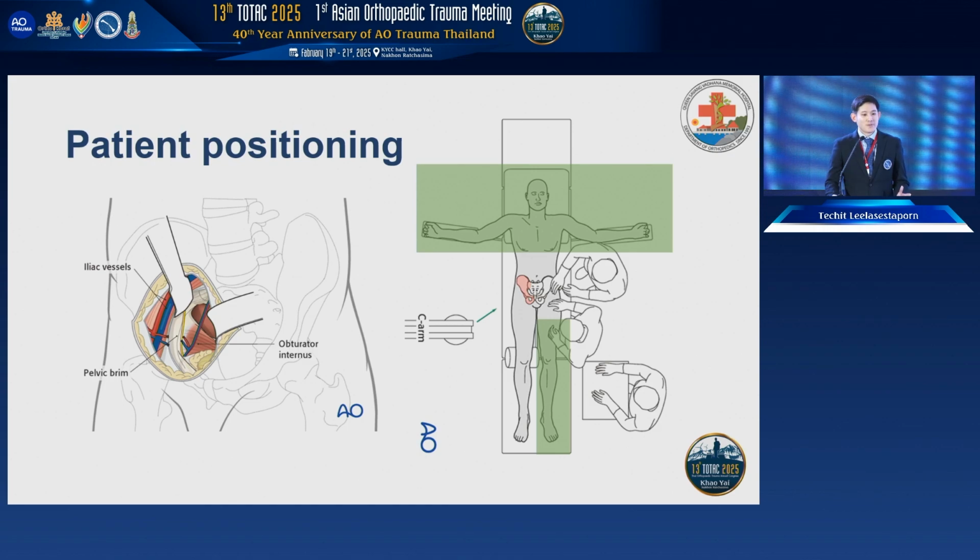We always position the patient supine on the table and drape the leg free on the ipsilateral side, so we can flex the hip and knee when needed to relax the psoas muscle and the external iliac vessels.